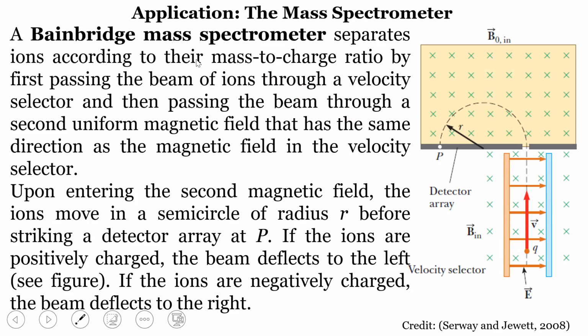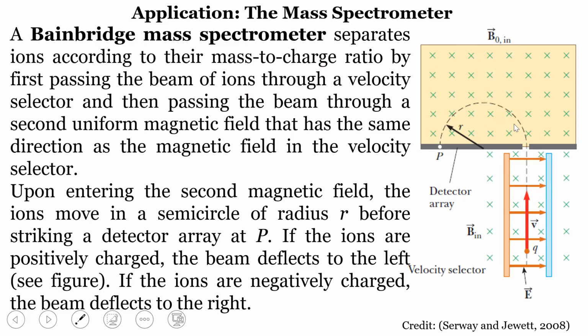Let me read again. The mass spectrometer separates ions according to their mass to charge ratio by first passing the beam through a velocity selector, and then passing the beam through a second uniform magnetic field that has the same direction as the magnetic field of the velocity selector. So the first and second magnetic fields have the same direction. They may have different magnitudes, but they have the same direction. That is, the direction of the magnetic field in both cases, as you can see, is pointing into the screen.